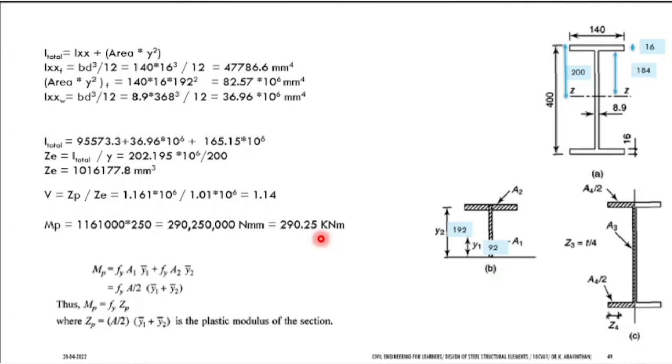Okay. Now another thing you can find, that is My, which is Ze into Fy. What is Ze? Ze is the elastic section modulus. E is elastic, Z is section modulus. What is elastic section modulus?